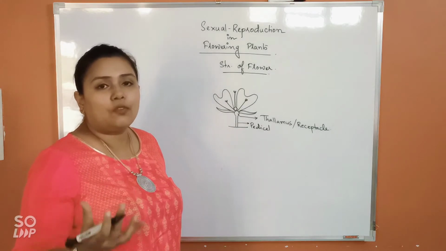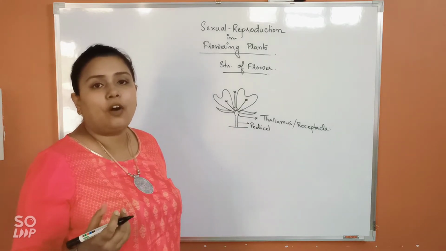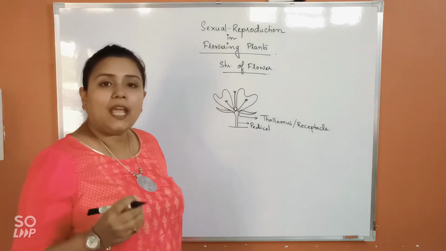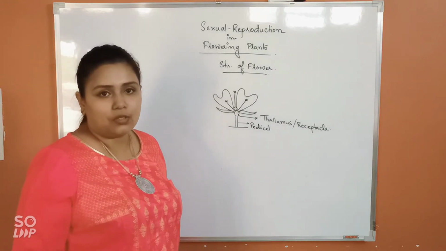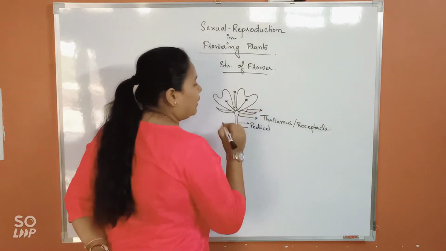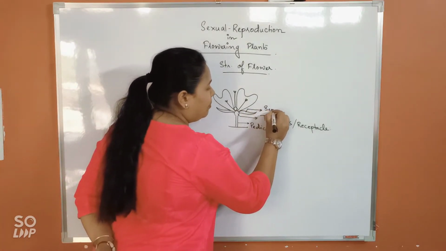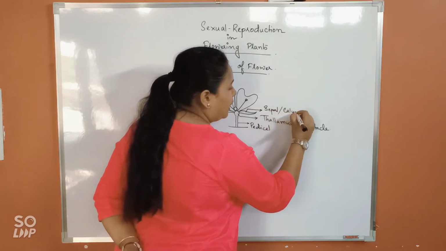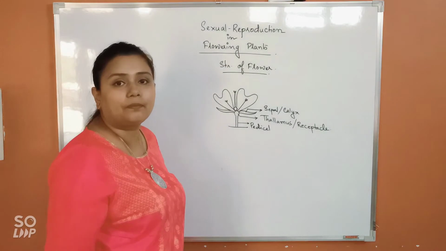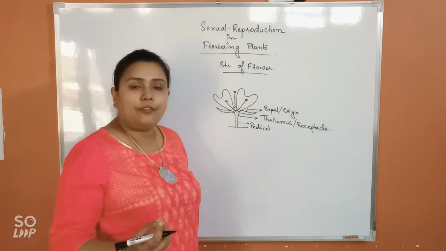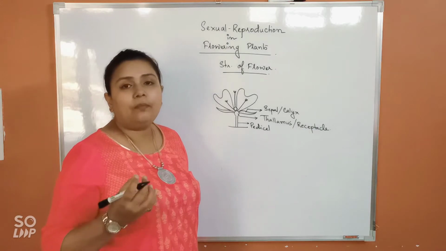So these parts of the flower are going to remain in the form of a whorl, one inside another, and they are going to have specific functions. The outermost whorl present in the flower is the sepal. As a whole we call it calyx. These are mostly green in color and they are meant for protecting the flower in the bud condition.